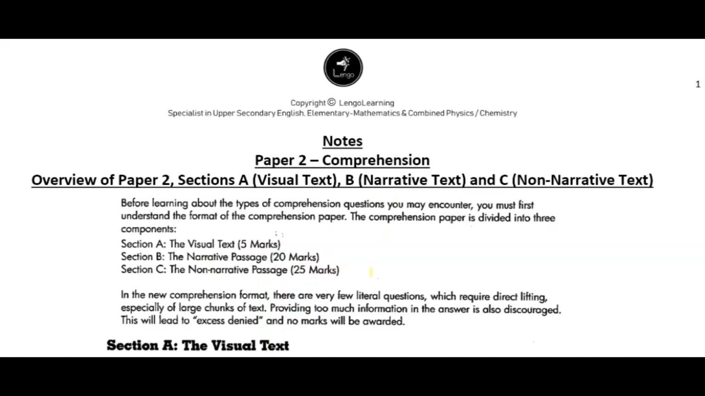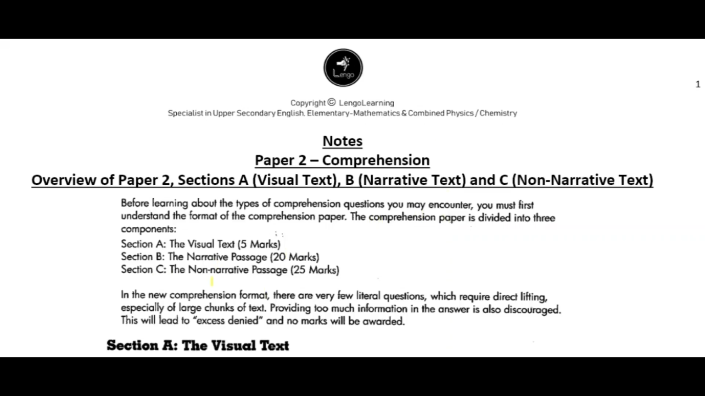So one thing to take note is that in terms of the mark allocation, you should not be spending more than 10 to 15 minutes on the visual text. The total time is about 1 hour and 15 minutes. So about 10 to 15 minutes will be allocated to the visual text, about 40 minutes should be allocated to the narrative passage, and about 15 minutes to the non-narrative passage. And you'll probably have about 5 minutes to check.